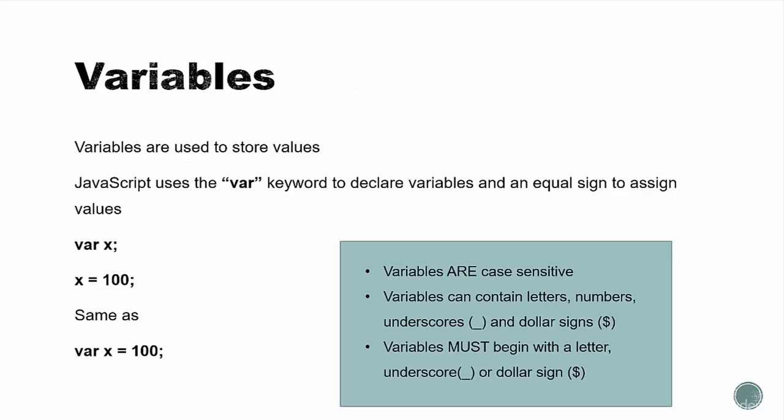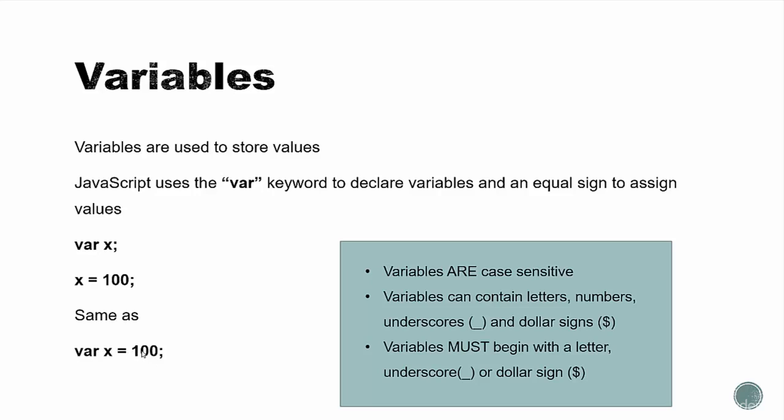So variables are used to store values. JavaScript uses the var keyword to declare variables and an equal sign to assign values. So if we look down here, you can see we have var x. So we're creating a variable called x, and you want to end your lines with a semicolon. Here we're saying that x is going to be equal to the integer or the number 100. And you can make this shorter by just saying var x equals 100 if you'd like.